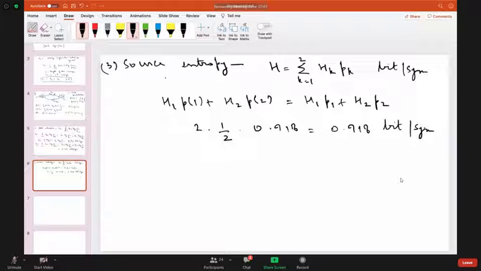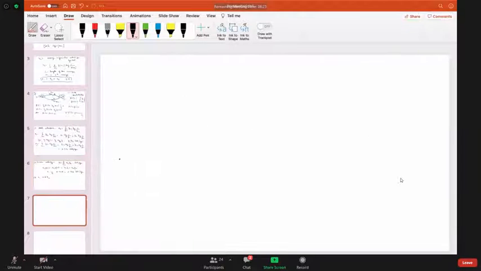Okay, so this was source entropy, the third part. Then we will evaluate a quantity G1 and G2. You can also evaluate G3 and G4, but I think this will give you a good idea of how to evaluate G1 and G2. We'll see whether it's actually greater than H or not. So how do we proceed with that? We'll create what is called a tree diagram.